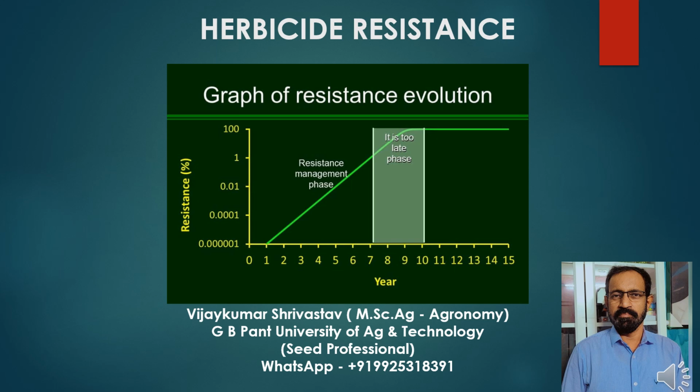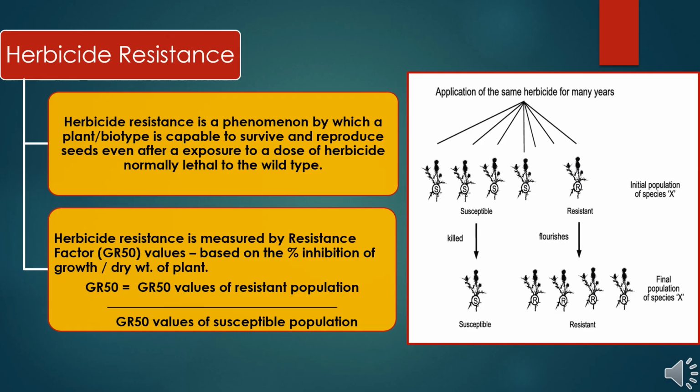Today we are going to study the topic herbicide resistance. Here to understand what is herbicide resistance. Herbicide resistance is a phenomenon by which a plant or biotype is capable to survive and reproduce seeds even after exposure to a dose of herbicides normally lethal to the wild type. Herbicide resistance is measured by resistance factor GR50 values, which is based on the percentage inhibition of growth or dry weight of plant.